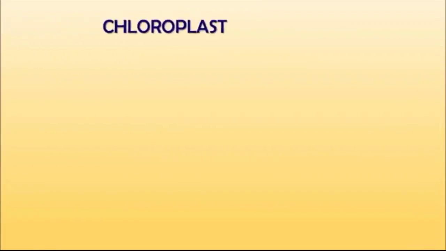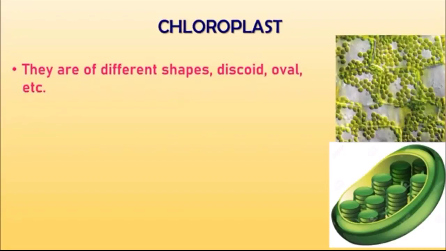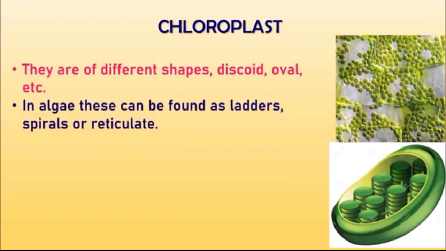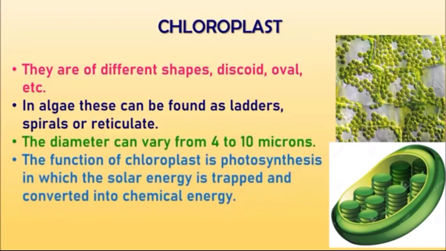Let us learn about one of the plastids, chloroplast. They are of different shapes, discoid, oval, etc. In algae, these can be found as ladders, spirals or reticulate. It is found in almost all the green colored parts of the plants like leaves, stem, etc. The diameter can vary from 4 to 10 microns. The function of chloroplast is photosynthesis because they contain a particular pigment called chlorophyll.